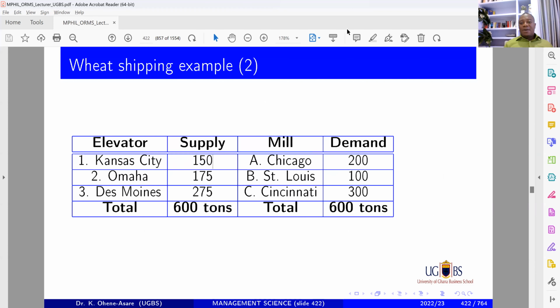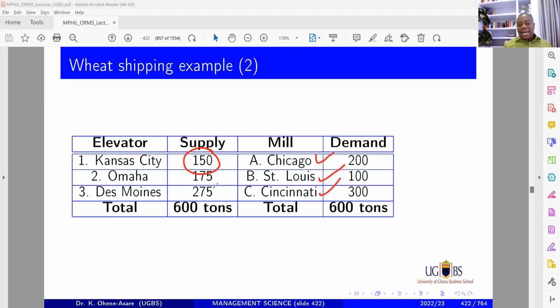Okay. Now, this 150 tons of wheat, remember that Kansas City is supposed to supply all of that, not all of this, to each one of these 3. So this 150, it is possible that some are going to Chicago, some are going to Cincinnati, some are going to St. Louis.